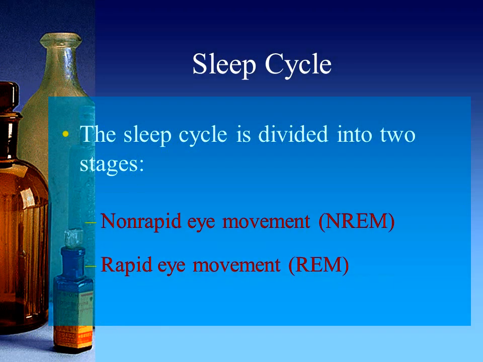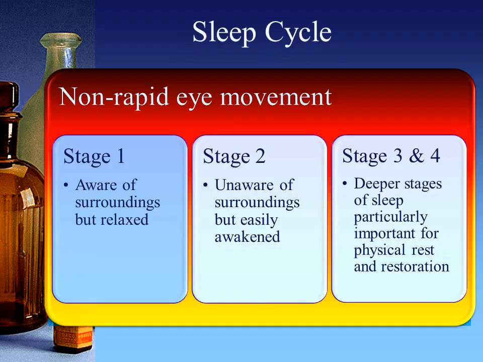rapid eye movement state. Many of us are familiar with REM sleep, and REM sleep is that point where you are actively dreaming, and if you're watching someone who's in this stage of sleep, you can actually see their eyes moving around underneath their eyelids, hence the name of rapid eye movement sleep. But the bulk of our sleep is made up of non-REM sleep.